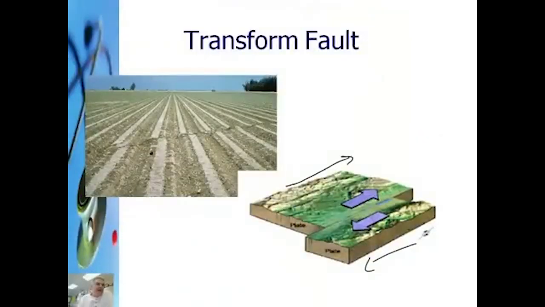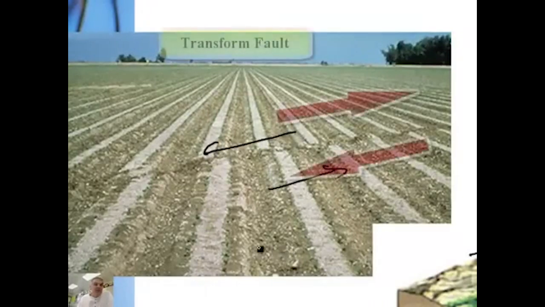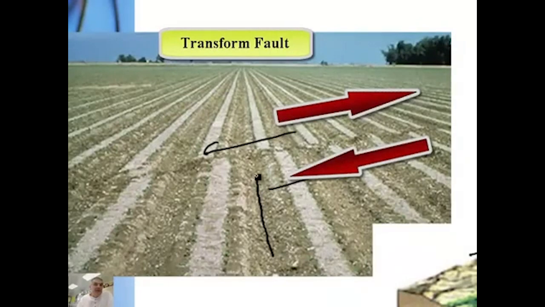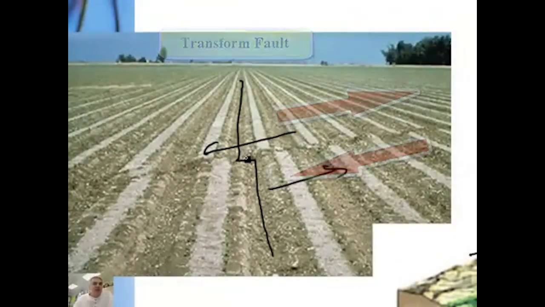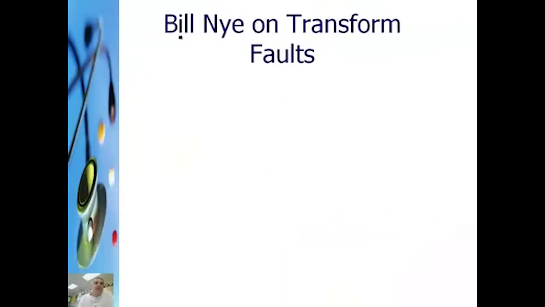Here's a cool picture that illustrates this. Here's a farmer's field, and this field has moved this way and this way. Farmers don't typically plant their rows like this. They plant in a straight line. Their tractors don't do this, do they? So there was an earthquake, and that caused the ground to move, and this is called a transform fault. Hey, let's visit with my friend Bill, and Bill's going to explain a little bit about transform faults.